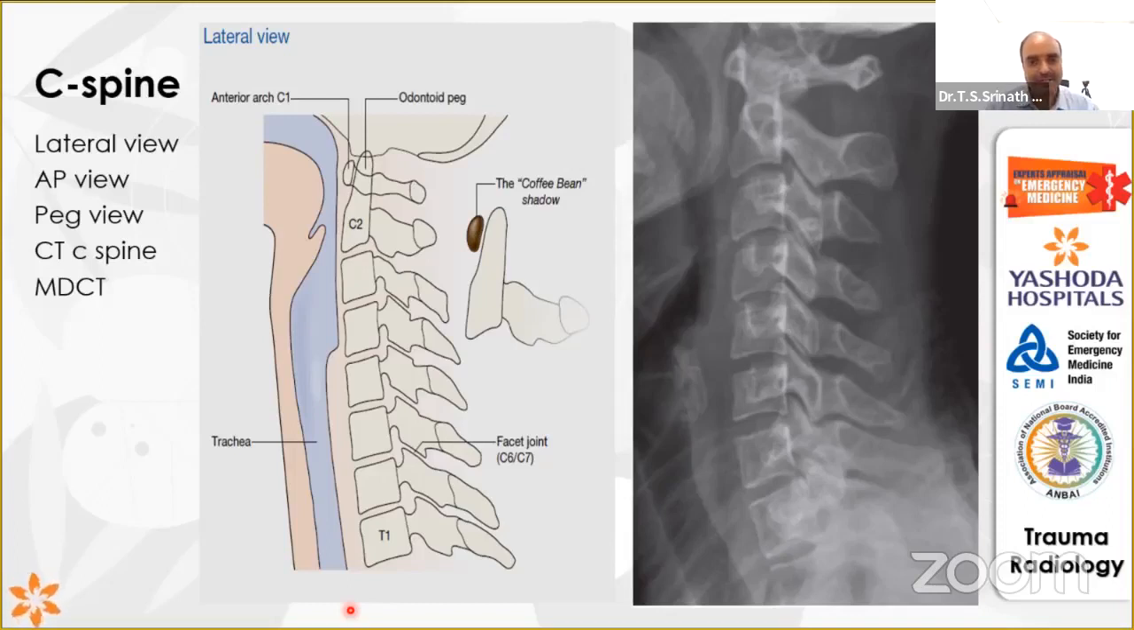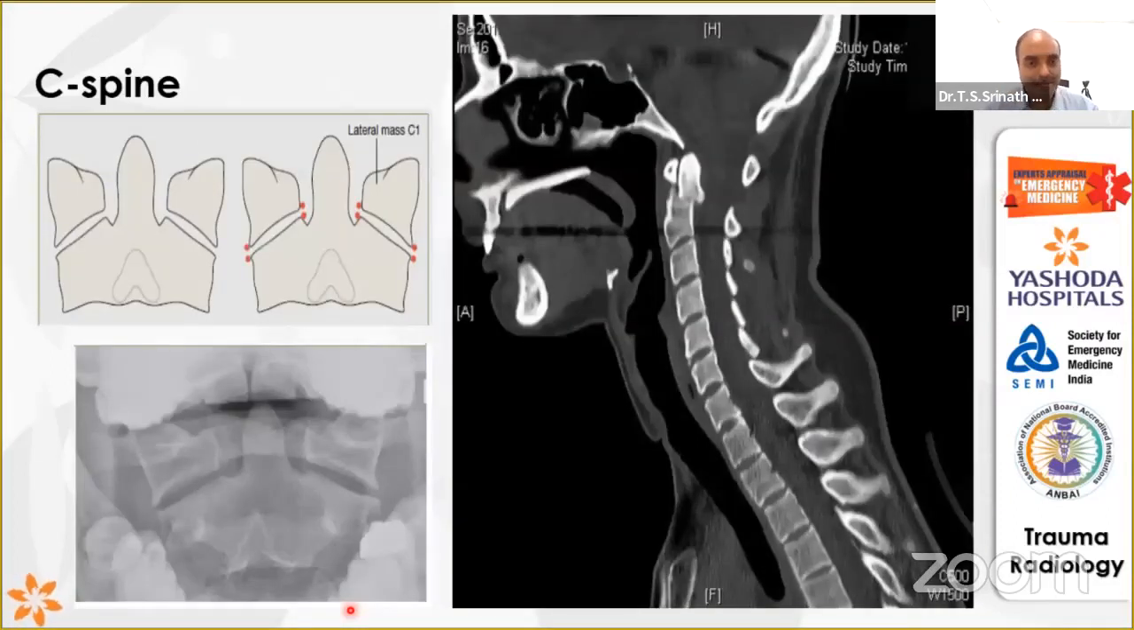And one of your colleagues can always call and inform the specialist who has to come and do the necessary surgery for the patient. So these are the things you have to keep in your mind when you are seeing an X-ray of the C-spine.